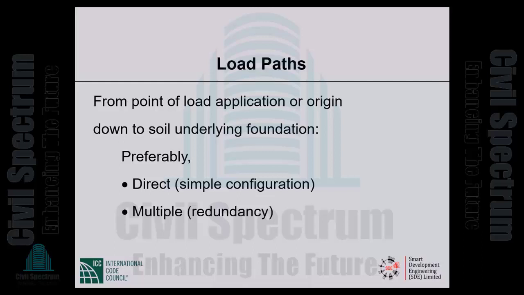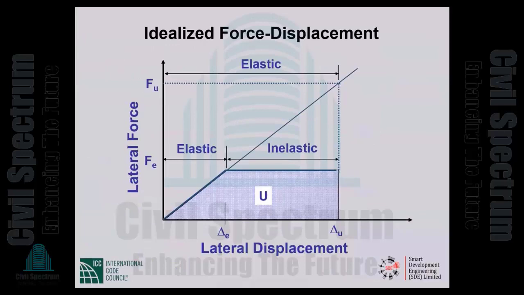And these load paths that we as engineers provide better be direct, meaning simple in configuration, and we better provide multiple load paths, not just one, because if something should happen to the one load path that you provided, we don't want a catastrophe. So there should be alternate load paths, multiple load paths. And that leads to the concept of redundancy. There needs to be redundancy of load paths. So that was some basic stuff that we discussed the other day.